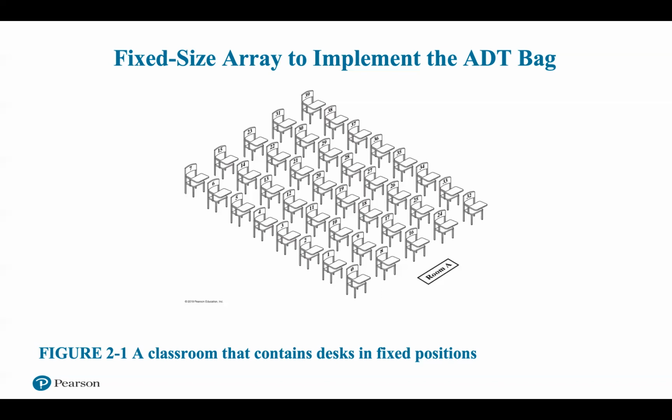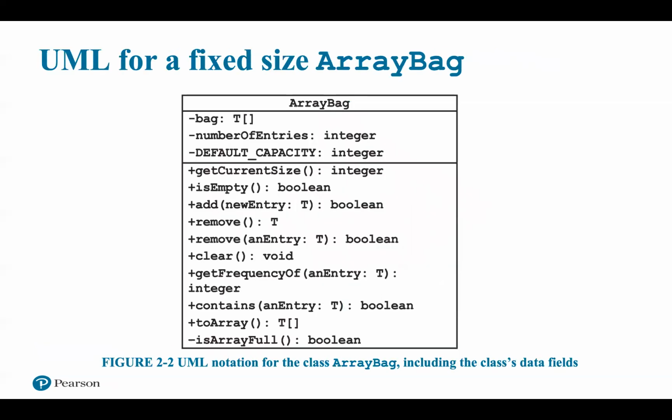Suppose that we number the 40 desks in the room sequentially, beginning with 0, as shown in the figure. Although desks are arranged in rows in typical classrooms, we will ignore that detail and treat the desks as a one-dimensional array. So here we have, in UML notation, the details for a fixed-size array bag.